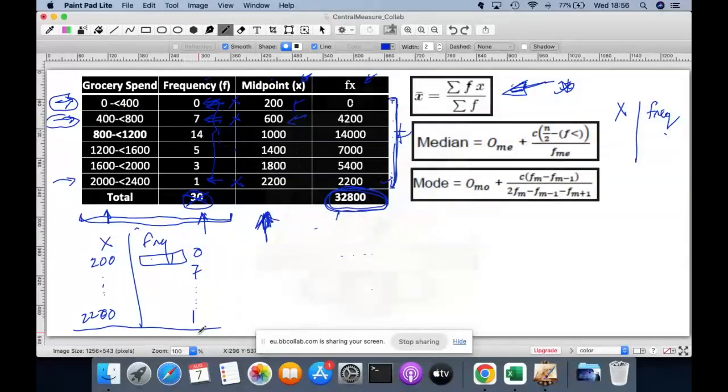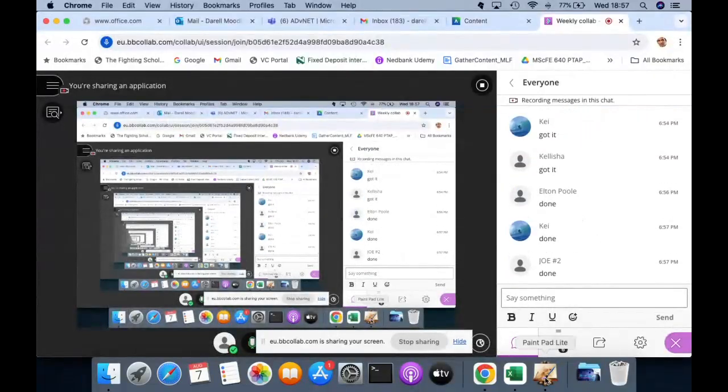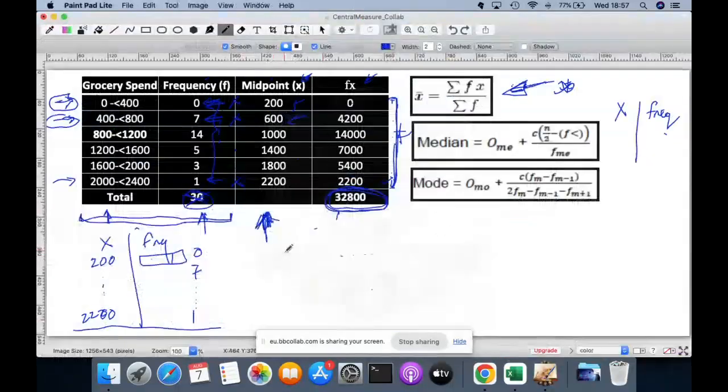They got a message in the chat. Hold on. Fantastic. Nice work. Oh, nice work. Okay, you're working a bit faster than me. So, a second. I'm just capturing the frequency column.